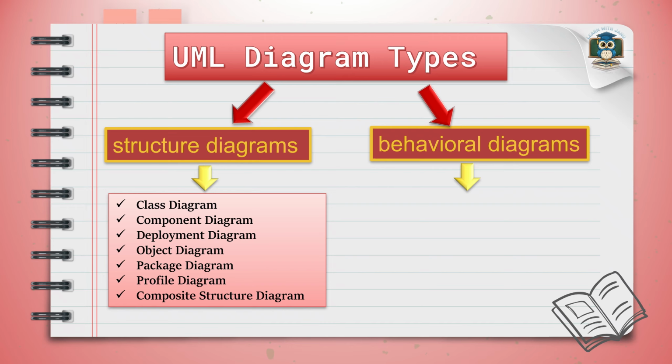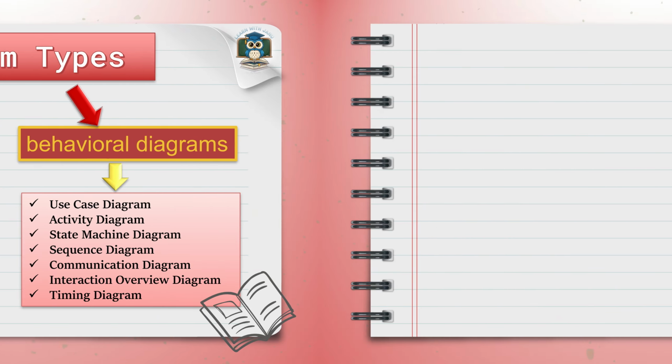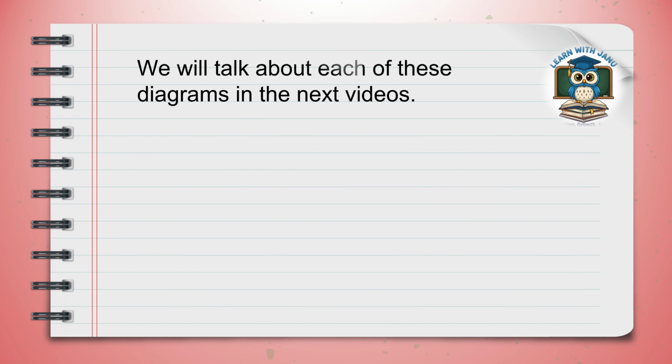So these are the types of structural diagrams, and for the behavioral diagrams we can take the use case diagram, activity diagram, state machine diagram, sequence diagram, communication diagram, interaction overview diagram and timing diagram. These are the two categories and their types in the UML diagrams. We now know the two categories and the many types in these diagrams. Let's talk about these diagrams in the next video.